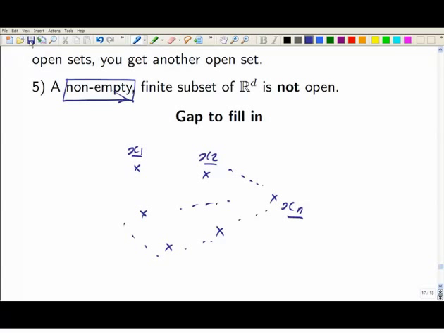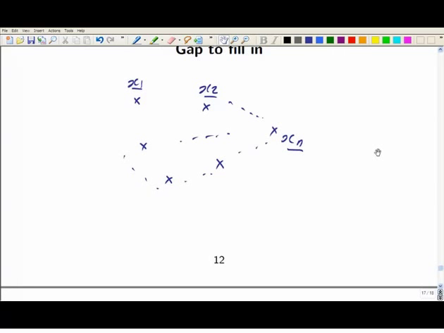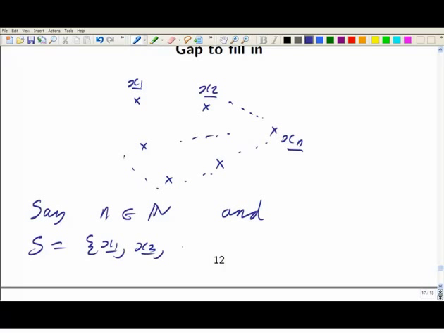Let's call them x1, x2, up to, say, xn. So note the word non-empty here. The empty set is a finite set, but the empty set is open. So amongst the finite sets, it's only if you've actually got some points there that you get trouble. And that's because those are the non-interior points. Every point of this finite set is a non-interior point.